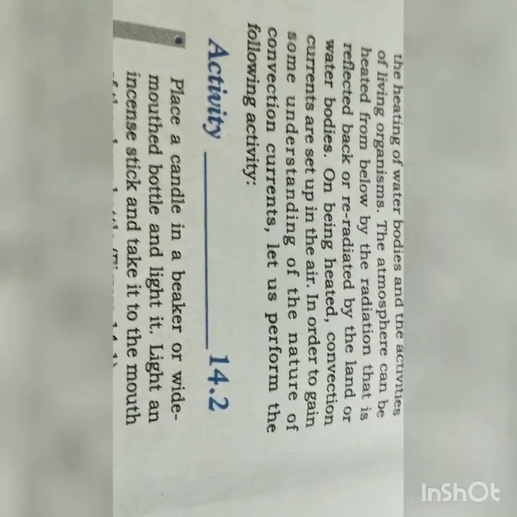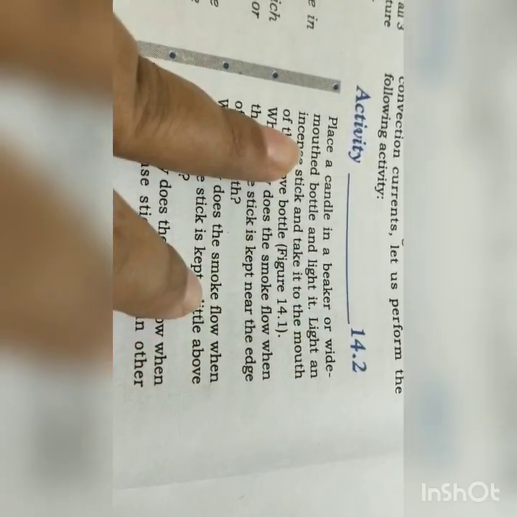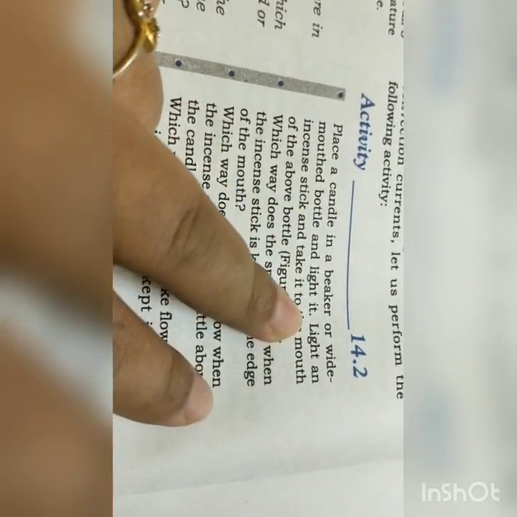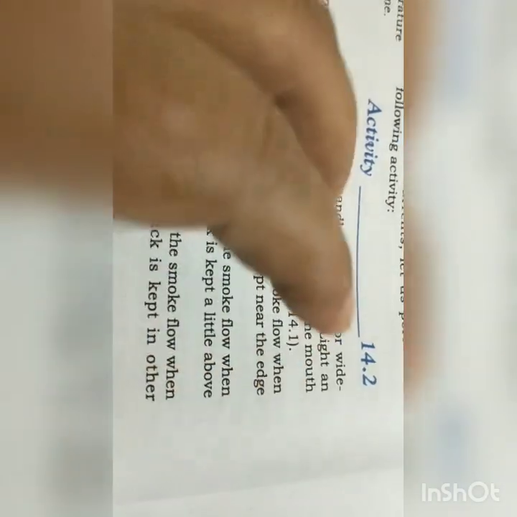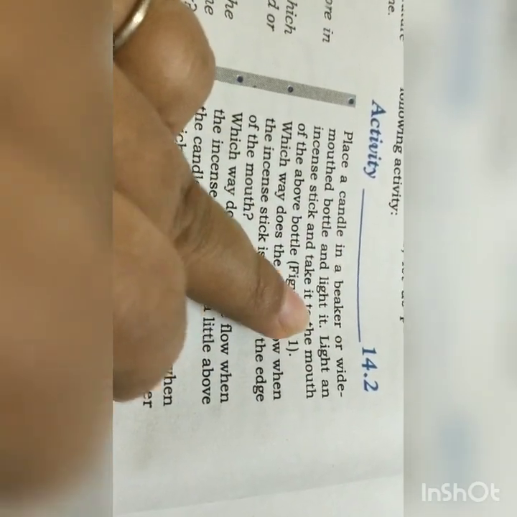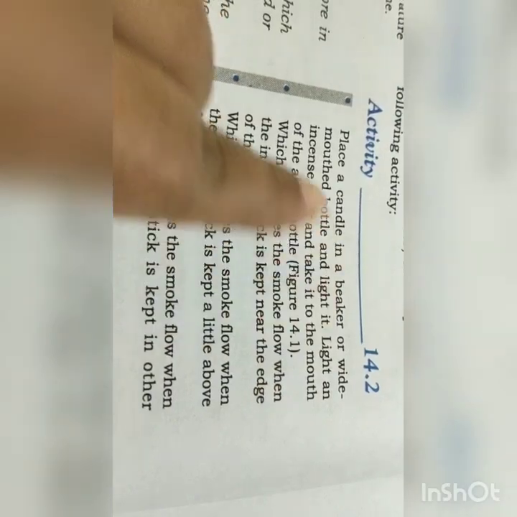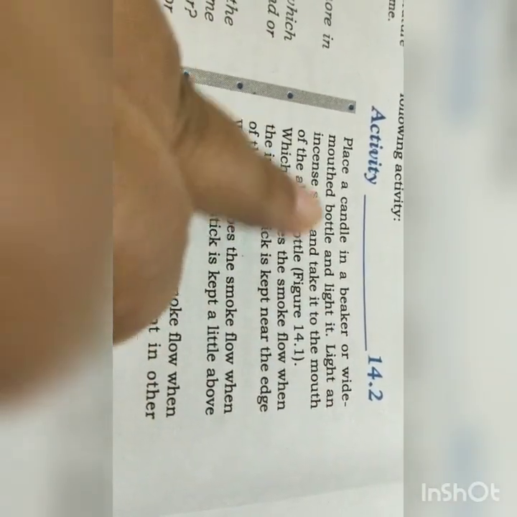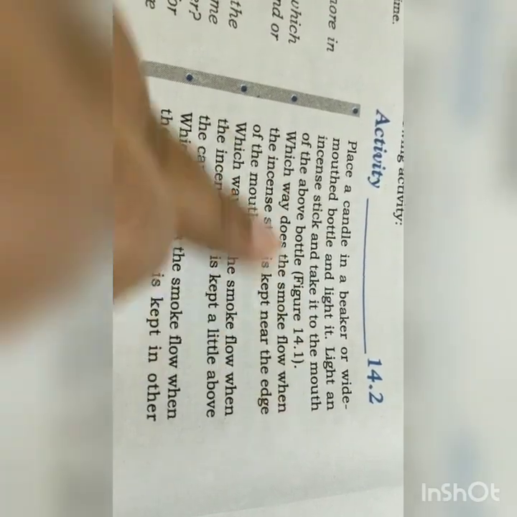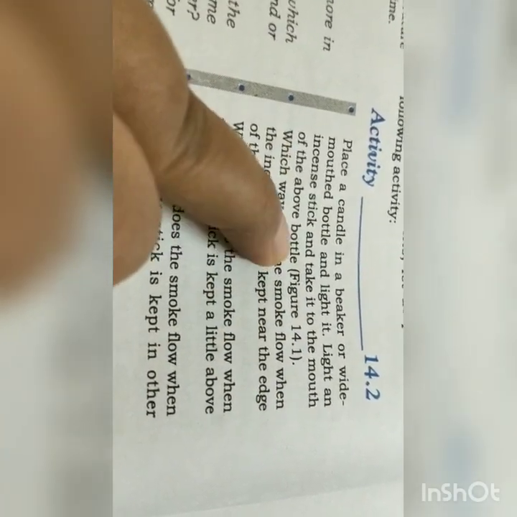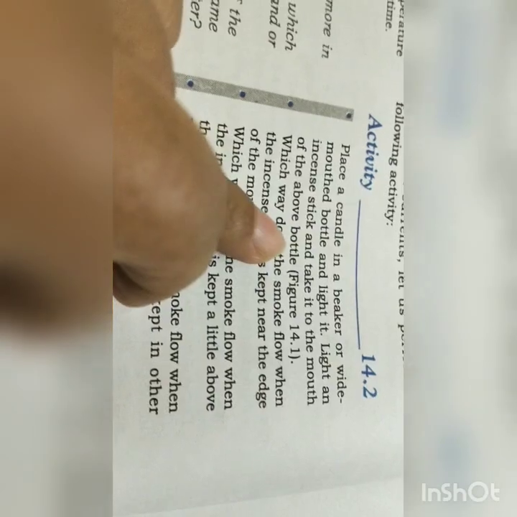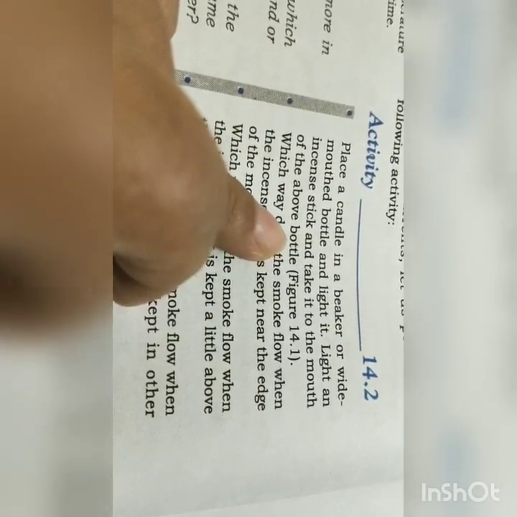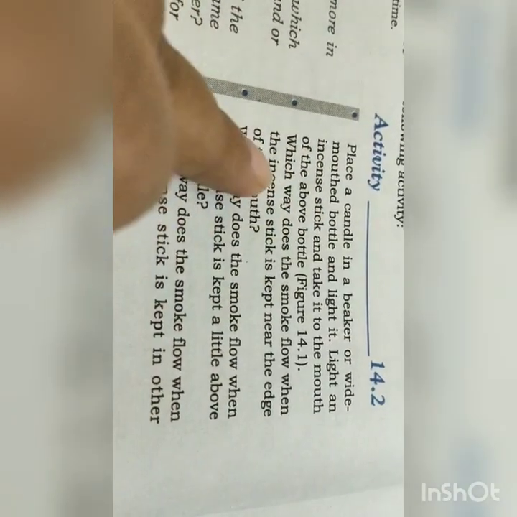Here is the activity that is given: place a candle in a beaker or wide-mouthed bottle and light it. You have to place one candle in a beaker, a glass, or a big-mouthed bottle, and light the candle. Light an incense stick and take it to the mouth of the bottle. Incense stick means agarbatti. Take one incense stick, light it, and take it above the bottle.